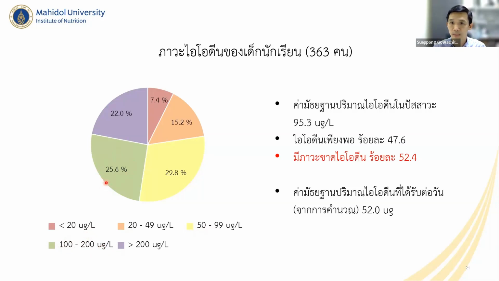And we can also convert the iodine found in the urine back to the amount of consumed iodine on a daily basis. Based on the information that we have, we can convert back that 52% of them consume about 52 micrograms per day. But as I mentioned previously, they should receive about 90 to 120 micrograms of iodine per day. So the consumption rate is still much lower than recommended. So this is the current status of iodine in the sample of the students.